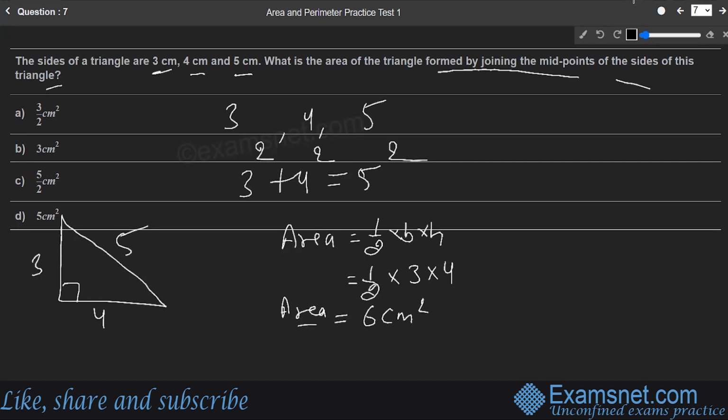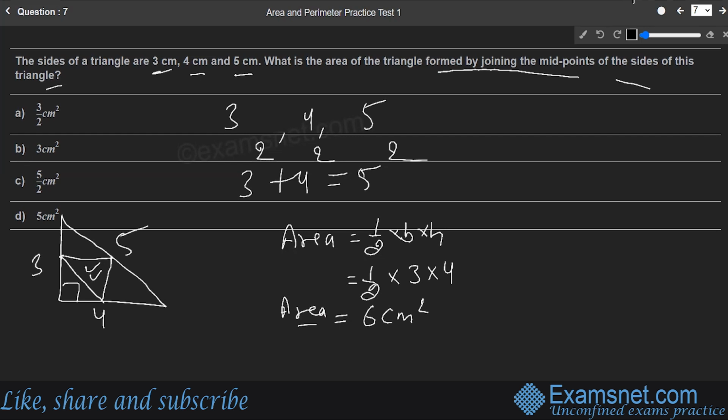But they're not asking for the area of this triangle. What they are asking is the area of the triangle formed by joining the midpoints of this triangle. So if you join the midpoints of the triangle, in a right triangle, the area of that particular triangle is actually 1/4 of the total triangle area.